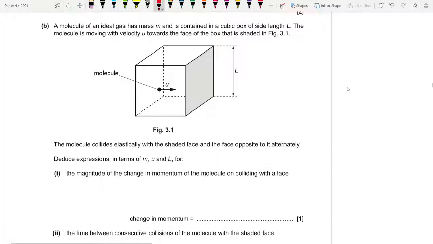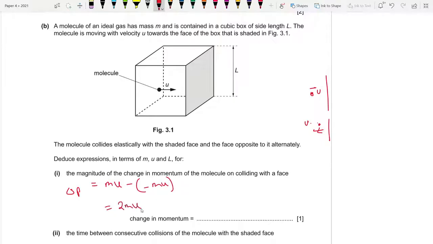colliding with the face. Okay, so when it hits this face, it hits the wall with u, and then it rebounds with the same speed u, but in the opposite direction. So what's the change in momentum, delta p? That's actually, if we consider the left side to be positive, it's going to be mu minus, then the right side will be negative, minus mu. So it actually adds up to twice mu.